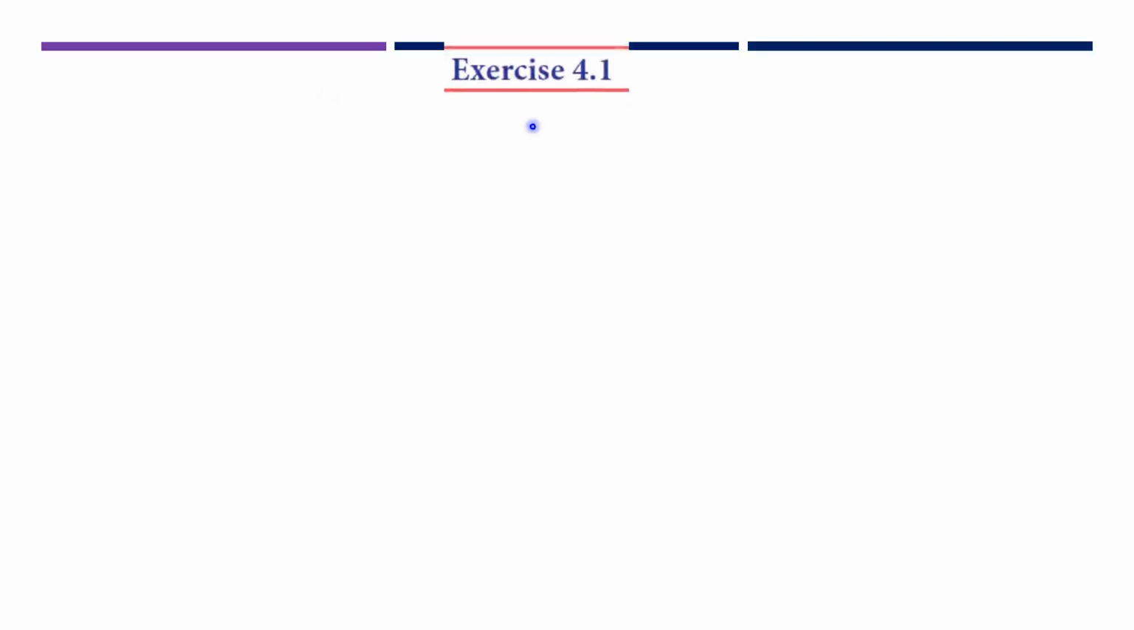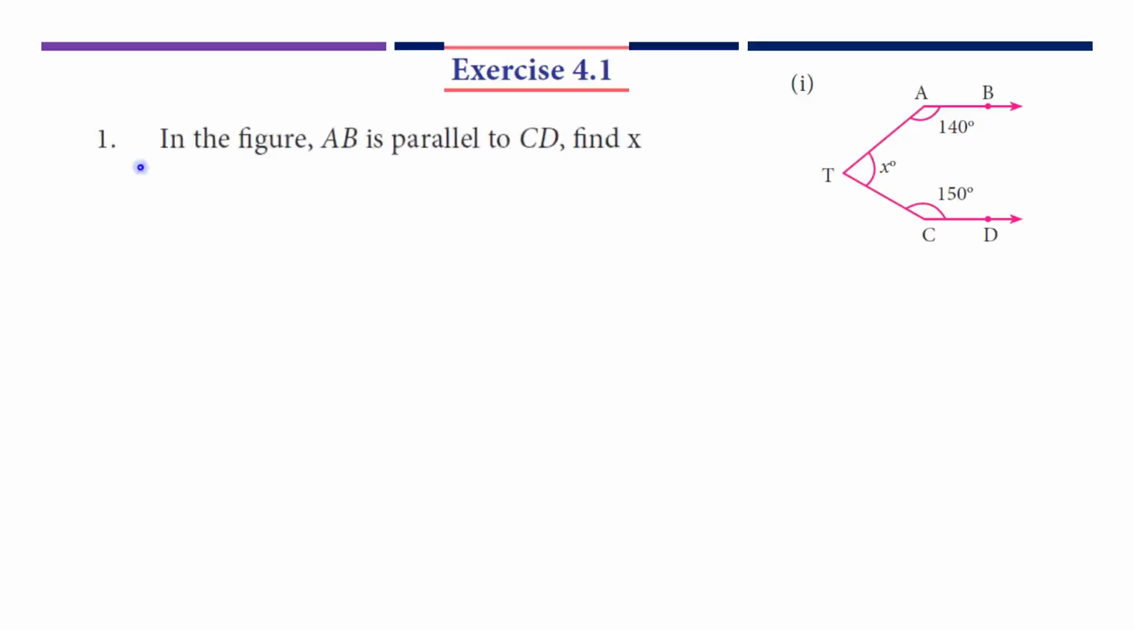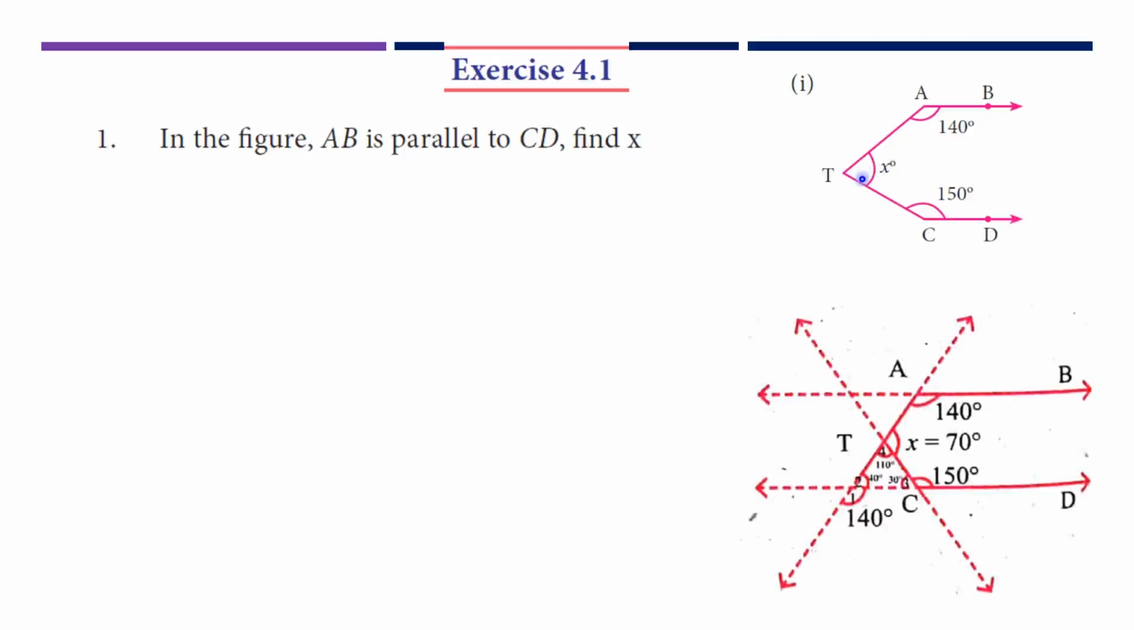Exercise 4.1, first sum. See this figure. In the figure, AB is parallel to CD. In this figure, this AB line is parallel to CD line. Then find the value of x. You have to find this x degree. Okay, let us see the solution.